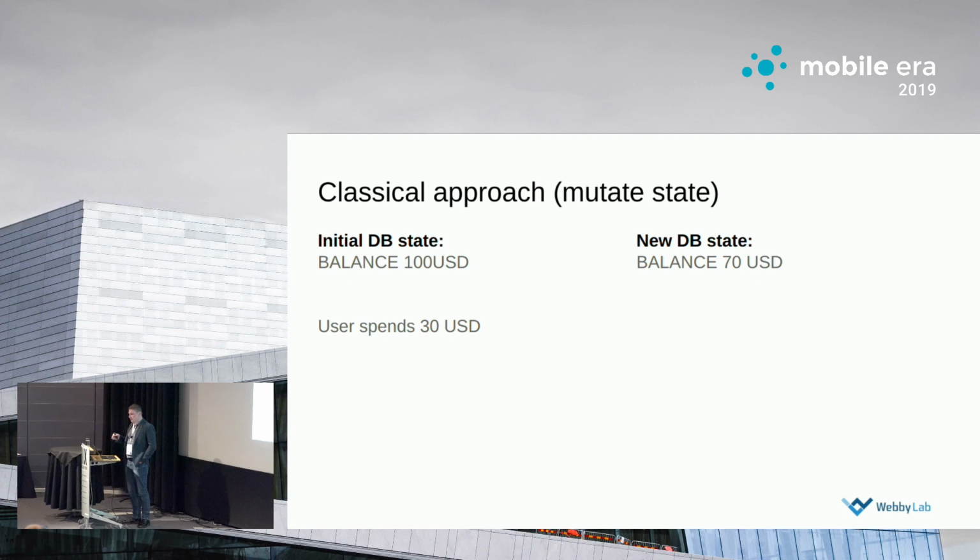So we have this classical approach. We have a database, and we have users, and each user has a balance. For example, we have a balance of $100 in the account of a user, and the user spends $30. What do we do? We read 100, subtract 30, and save $70. So the initial DB state was $100, and now we have $70. It's a classical approach. How will it look with event sourcing?